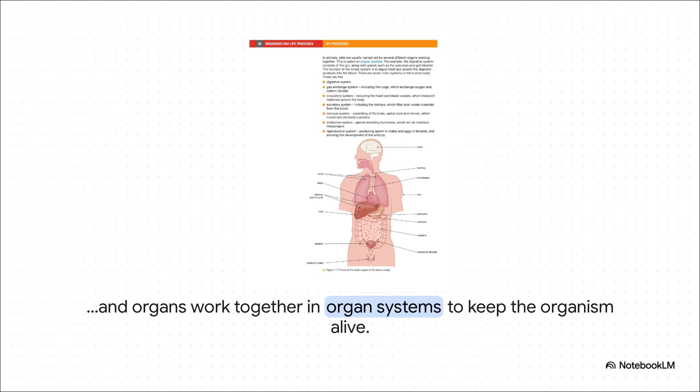Those organs then cooperate in what we call organ systems. So the heart, the blood, and the blood vessels all work together as the circulatory system. All of these systems working in harmony are what keeps the whole organism going. It's just a beautiful pyramid of organization.